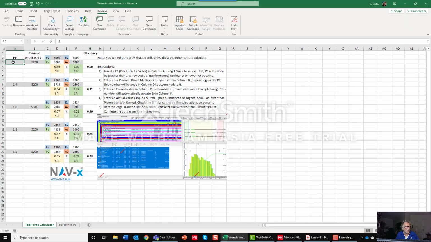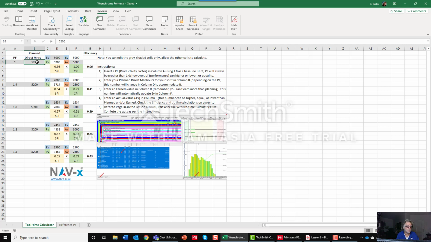I'm going to look at a productivity factor of 1. That means that for every hour I planned, I assume I'm going to earn and only pay for 1 hour of time. So I'm assuming that nobody takes a break, nobody goes to the washroom, nobody has to get a permit. They just work 24 hours full time, which we all know is impossible. But let's take a look at what happens.